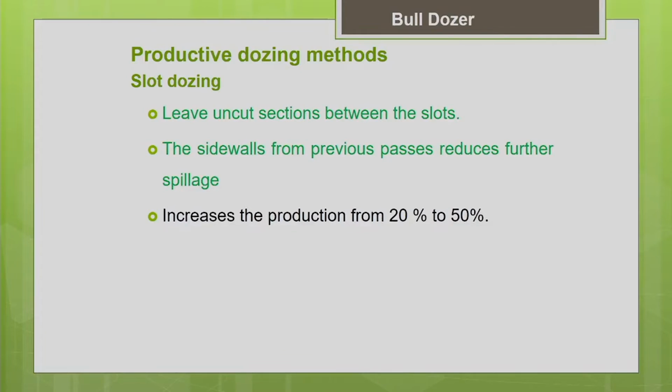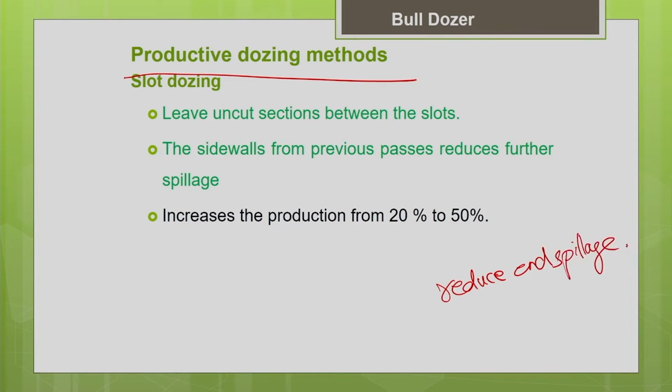Now, let us see the different dozing methods which are commonly adopted to enhance the productivity of the bulldozer. To enhance the productivity, I need to reduce the end spillage of material which happens at both ends of the blade. How to reduce the end spillage? What are the dozing methods which can help me reduce it? One such method is the slot dozing method.